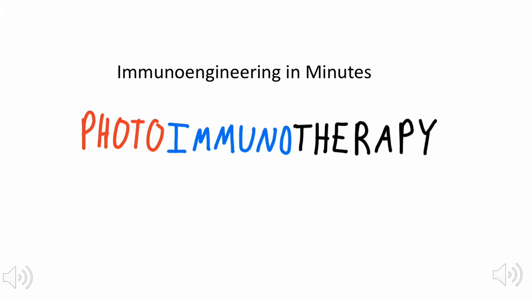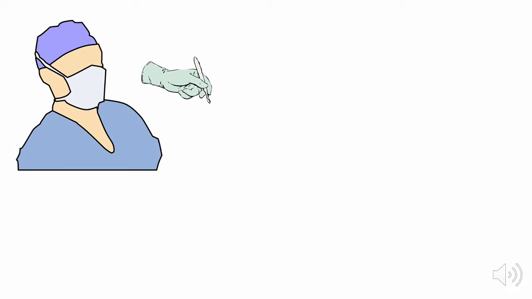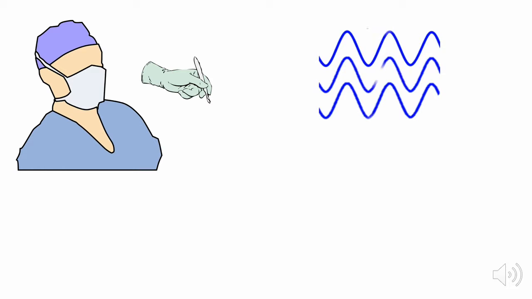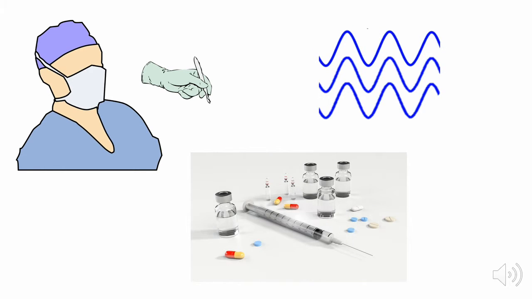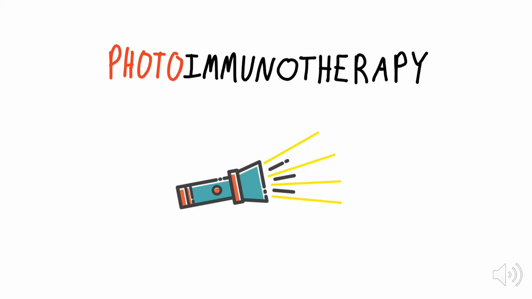Immunoengineering in Minutes presents Photoimmunotherapy. Doctors and scientists use all sorts of methods to treat cancer. The main ones include surgical removal, radiation, and chemotherapy, or cancer drugs. Photoimmunotherapy is a cancer treatment method that uses light to improve effectiveness of cancer drugs. How? Let's go back to what the current problem is.